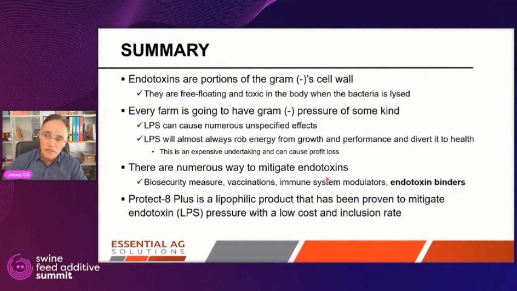There are many ways to mitigate endotoxin. One of them is endotoxin binders, and Protect A+ has been proven in vitro, in vivo, and with performance-related improvement because of its capacity to bind endotoxins. With that, my presentation concludes, and my colleague will now be more than glad to entertain any questions. Thank you very much.